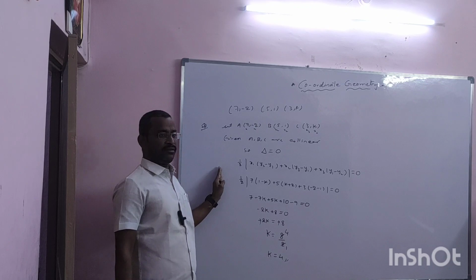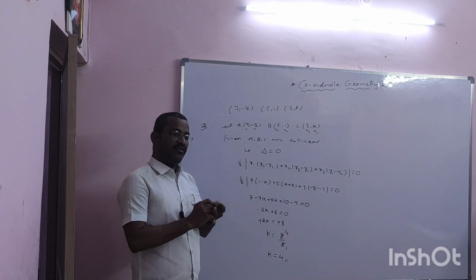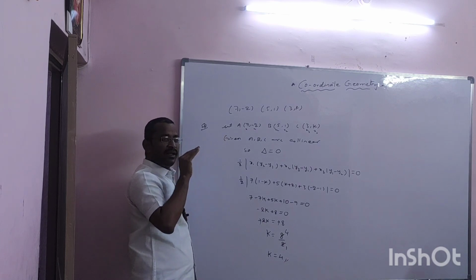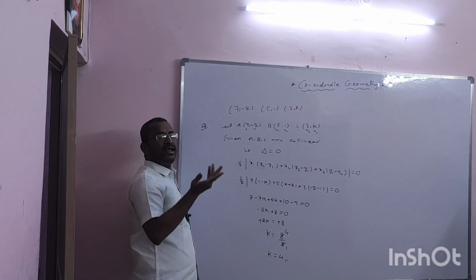This is the way they will ask you. And there is one more method, the same pattern, but instead of saying collinear, he will be giving the area of the triangle.